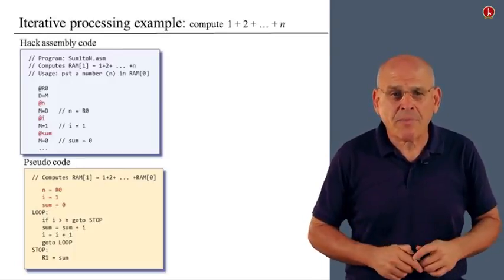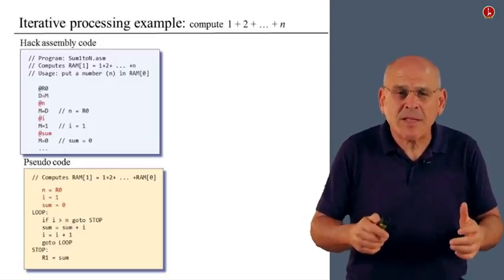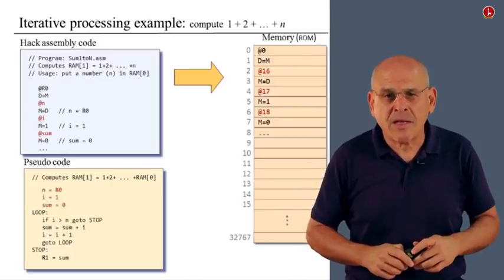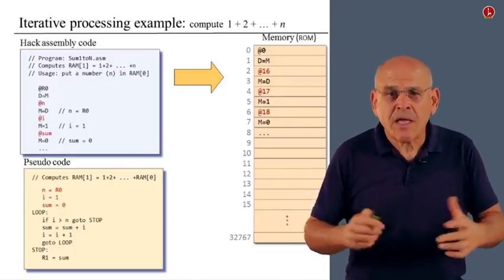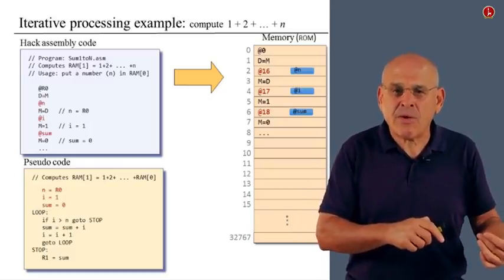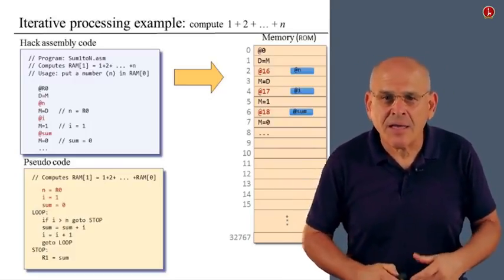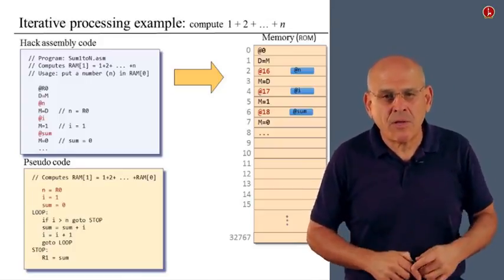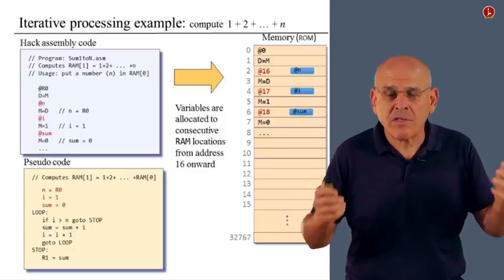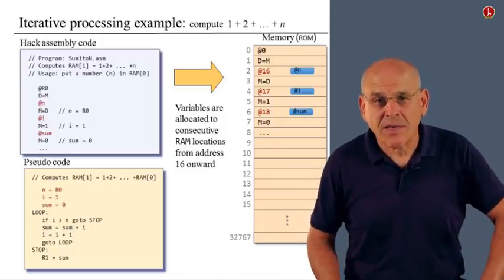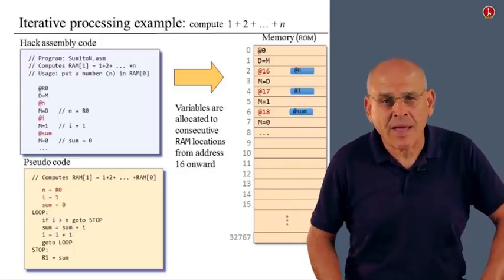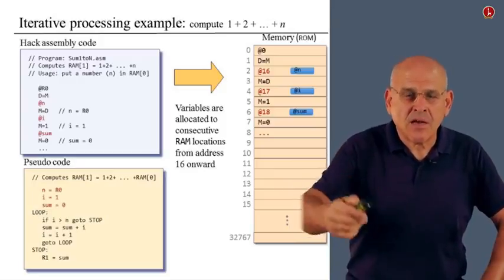So we have these three variables, and let us assume that I translate only this part of the program and load it into the instruction memory. Here is what I'm going to get. @n would be translated into @16, @i into @17, and @sum into @18. This should not be surprising because it follows the contract that we discussed earlier. Variables are allocated to consecutive RAM addresses from 16 onward.